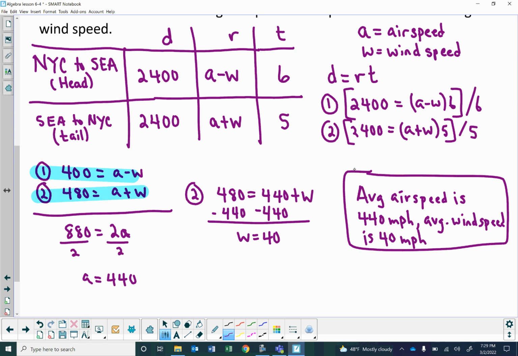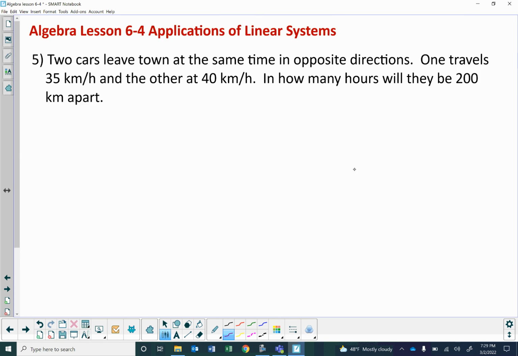So there's a problem dealing with distance, rate, time. Let's look at two more because we're going to get into a lot of these problems, and these seem to be the ones that give people the most trouble. So I want to have lots and lots of examples here. So example number 5: two cars leave town at the same time in opposite directions. One travels 35 kilometers per hour and the other at 40 kilometers per hour. In how many hours will they be 200 kilometers apart?